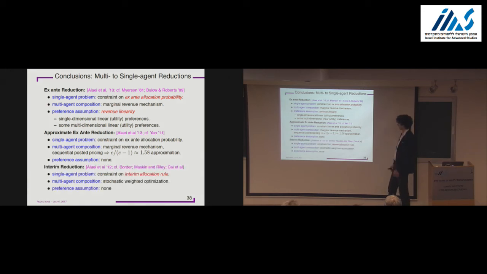And then there's the more general interim reduction, which I've stated here in this most general statement, which I didn't actually get to cover. The single-agent problem I have to solve is the interim allocation rule constrained problem. I can then compose those using a stochastic weighted optimization, which I didn't talk about, see the book. No assumptions on the preferences.